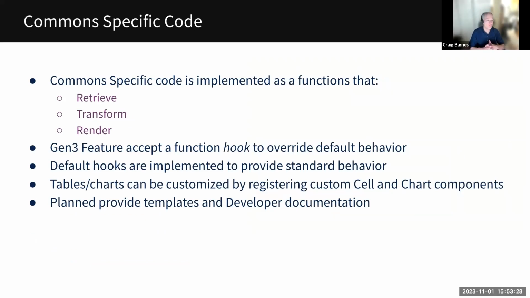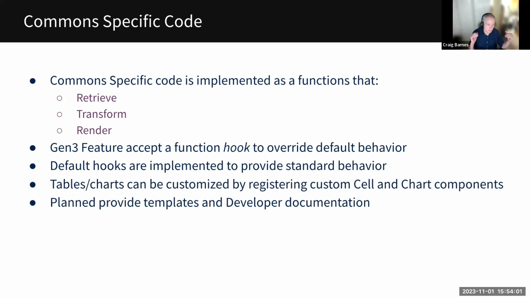Yeah, so basically, this is now moving on to the concept of what it means for me, running a data commons. One of the things is that we're going to migrate the code that's specific to you and domain specific to your commons, so you can implement that in your own functionality, your own code, to retrieve, transform, and render data. So all the features accept a function hook that will override default behavior.